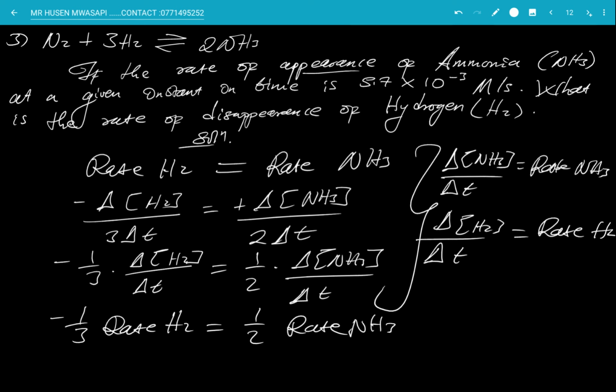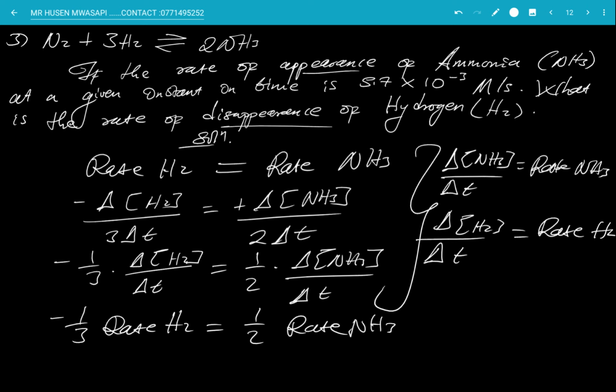Now we're interested in the rate of disappearance of hydrogen. So we need to make the rate of hydrogen the subject of the formula, isn't it? So be mindful of this. Having negative 1 over 3 rate of H2 being equal to 1 over 2 rate of NH3. Let's try and do the algebra. So let's make what we want the subject of formula. So we want the disappearance of hydrogen.